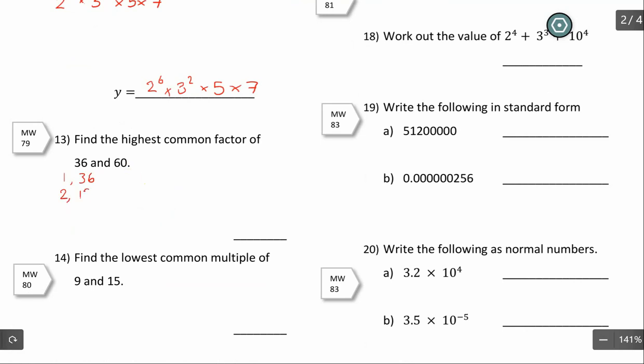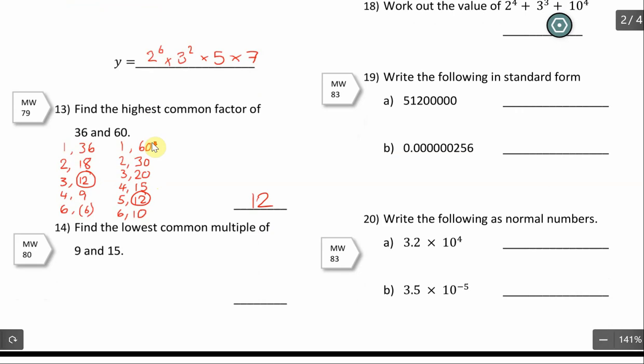So 1 times 36, 2 times 18, 3 times 12, 4 times 9, and 6 times 6. In brackets, okay, would make 36. For 60, I've got 1 and 60, 2 times 30, 3 times 20, 4 times 15, 5 times 12, and 6 times 10. So the highest number in both lists, if I start at the high numbers and work my way down, is 12. 12 is in both lists.